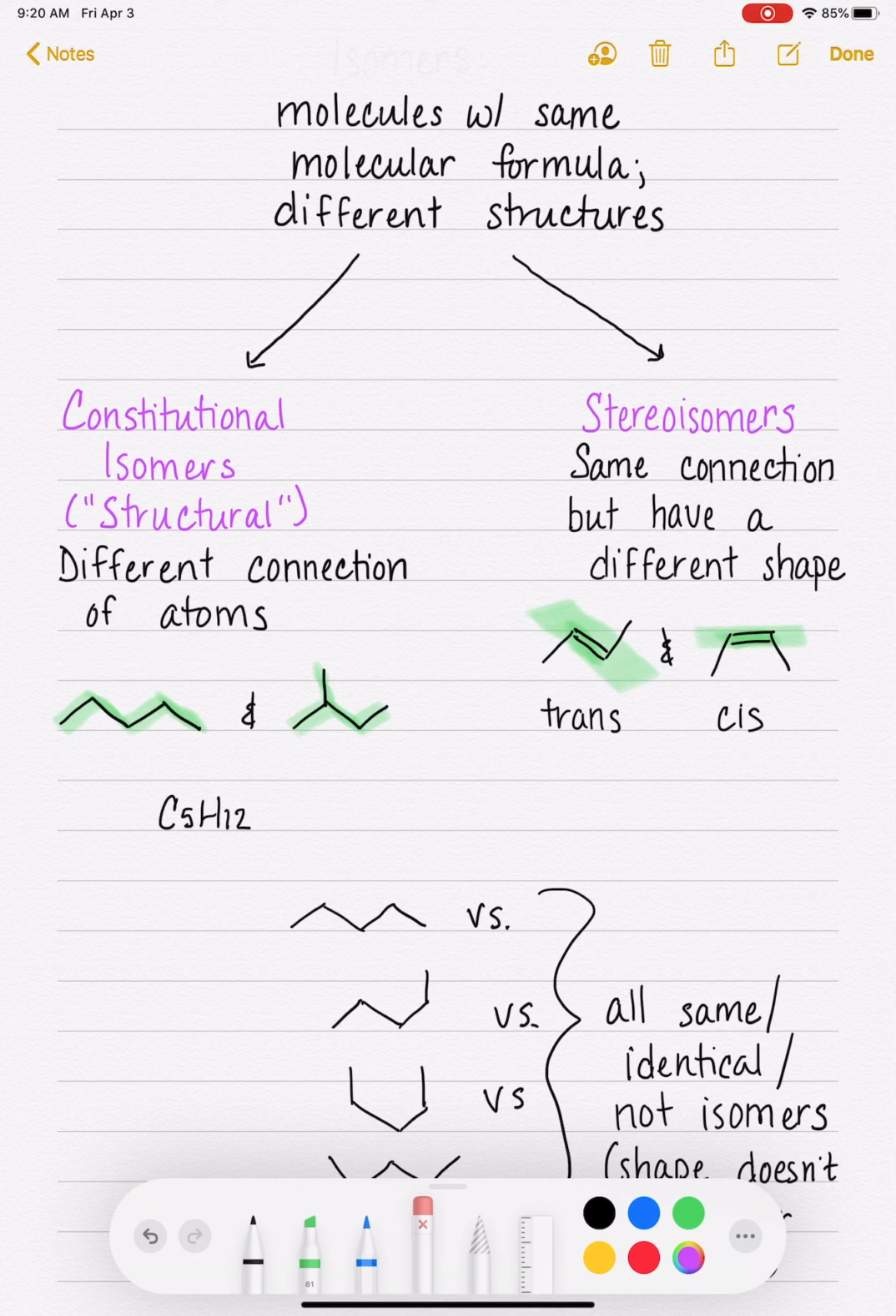So these are two molecules that have the exact same order of connection. They have a CH3 followed by a CH that is double bonded to another CH followed by a CH3. So they have the same connection, but they have a different shape, cis versus trans.